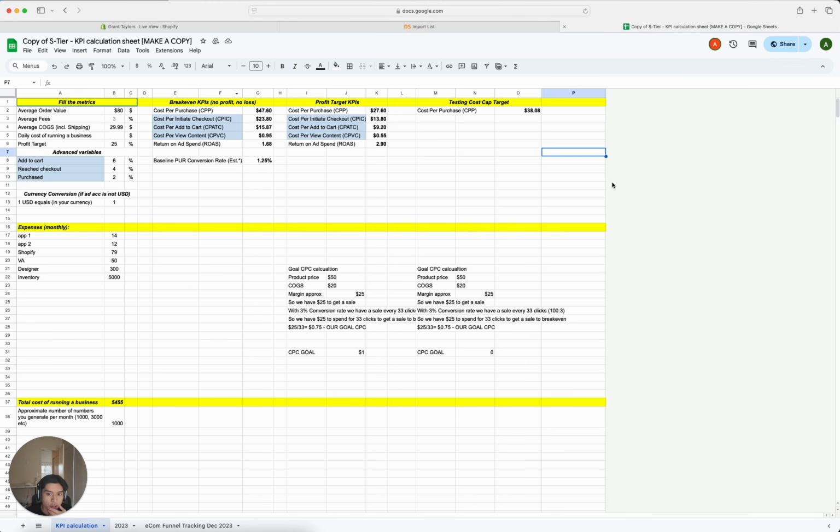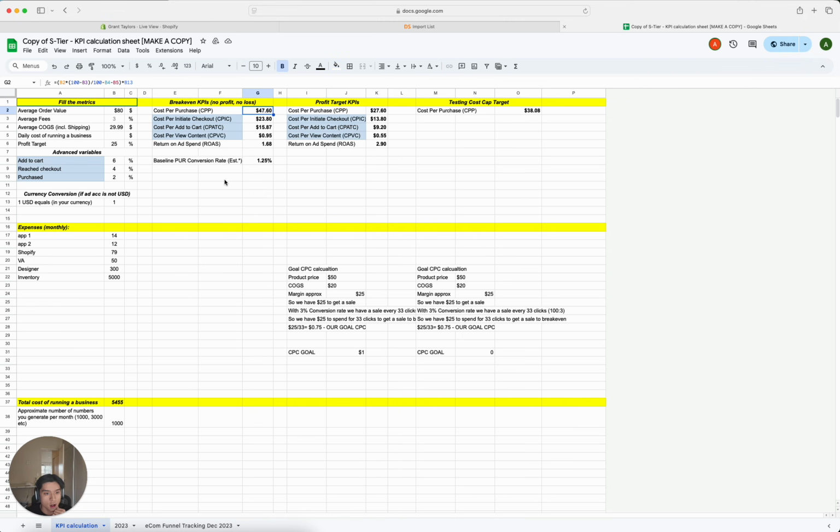So I have the sheet here, and this is the one that will be linked below. But basically, we fill in our average order value, $79.99, cost of goods. Then we set our profit target. So again, I shoot for anywhere from 20 to 30%, depending on how much profit you desire to make on every transaction. So this is going to spit out a few different numbers once you fill that in.